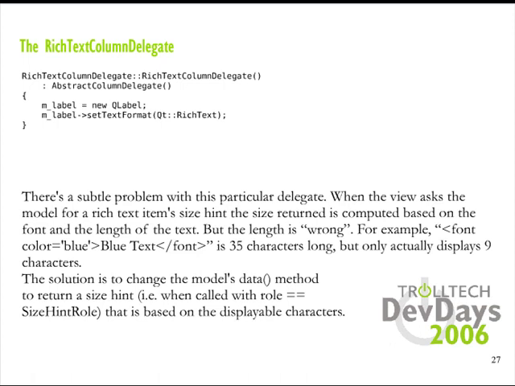So when the view asks, what's your preferred size, it's going to say, I need that much space, when actually it only needs that much. This is the only exception to the rule with the column delegates. So the solution is quite simple.